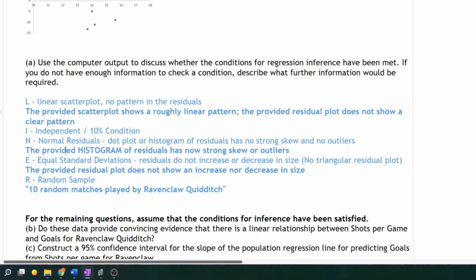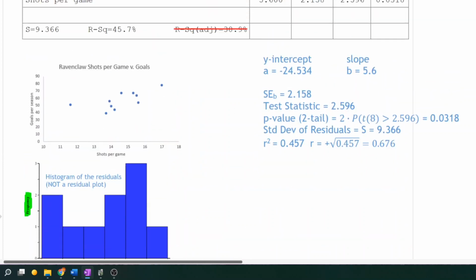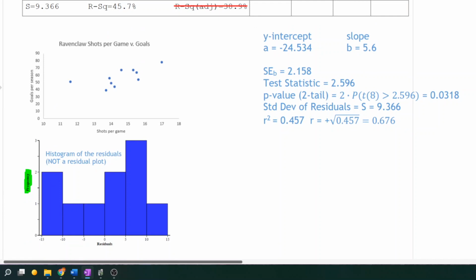Next, we have L, linear. The provided scatter plot shows a roughly linear pattern, and the provided residual plot does not show a clear pattern as well. Here again is that residual plot, no clear pattern in the residual plot, and here again is that scatter plot. The scatter plot does show a roughly linear pattern.